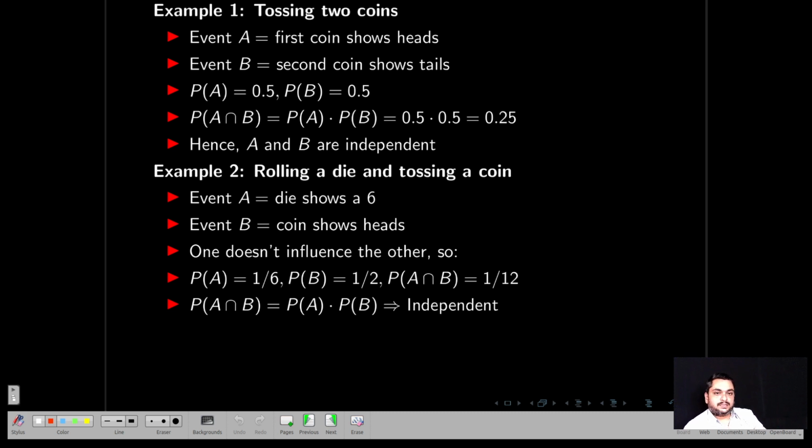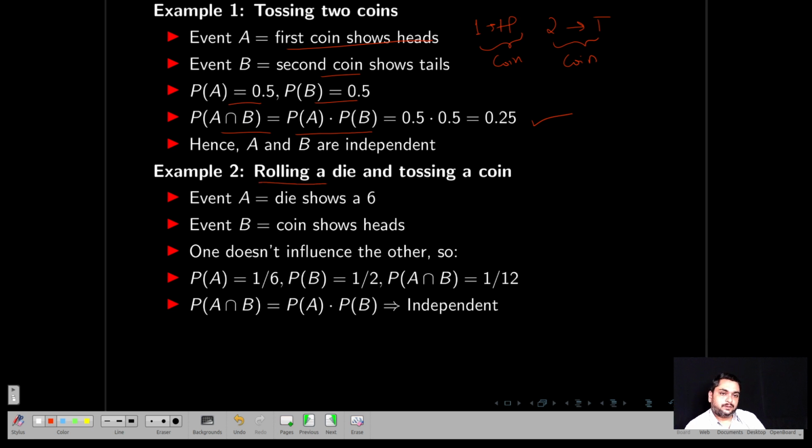Example: let us take two events. One is the first coin shows head. The second coin, so there are two coins, shows tail. See, the occurrence of head for this coin is independent of the other coin. They are not dependent. So if P of A equals 0.5 and P of B equals 0.5, then P of A intersection B will be equal to P of A into P of B.